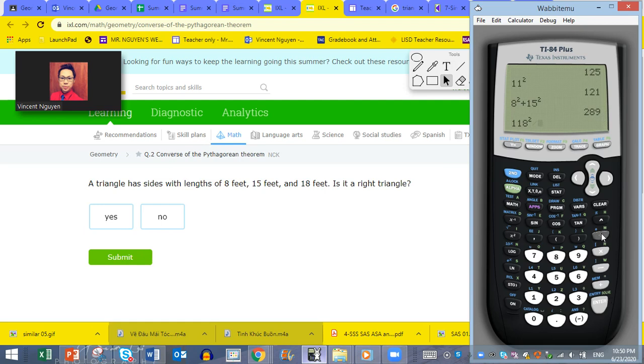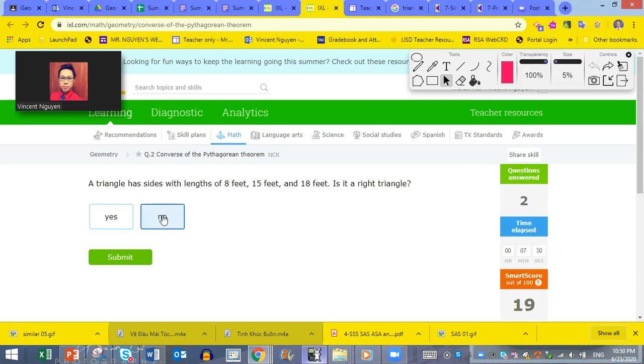Oops, that's too big. Sorry. Clear. 18 squared, not 118. 18 squared equals 324. So it's too big, it's bigger. So they're not equal. So I'm going to say no. Later on, we're going to learn, if it is not a right triangle, then what kind is it? Is it obtuse? Is it acute? Anyway, submit.